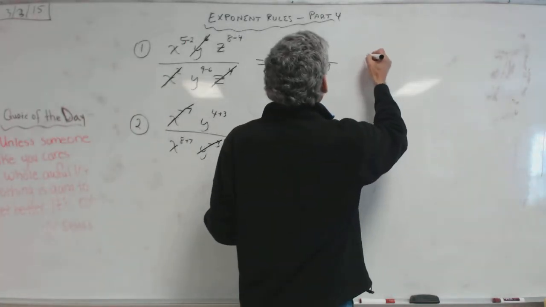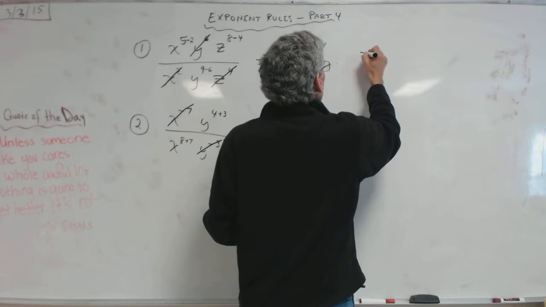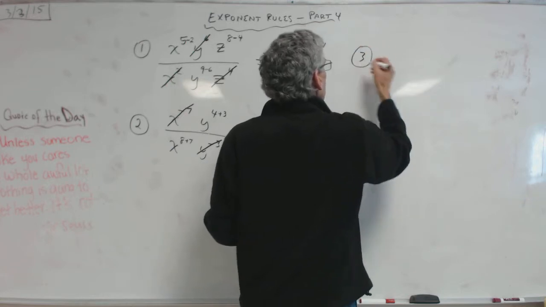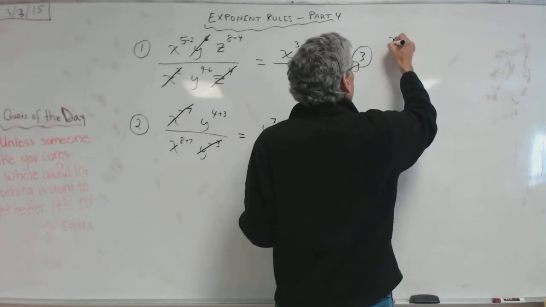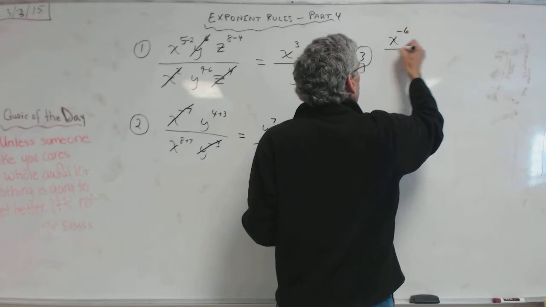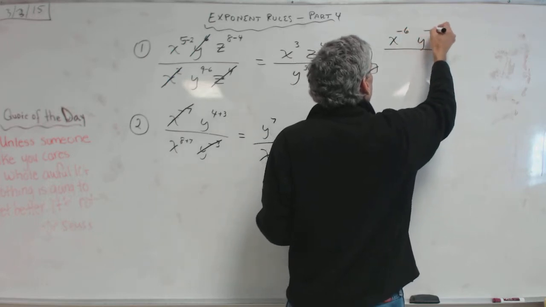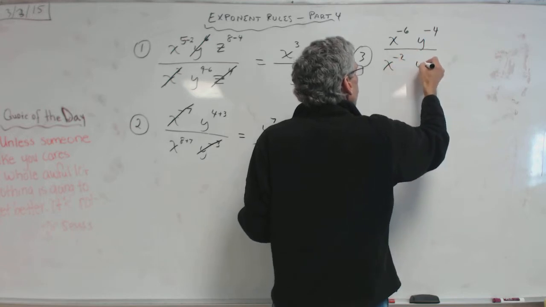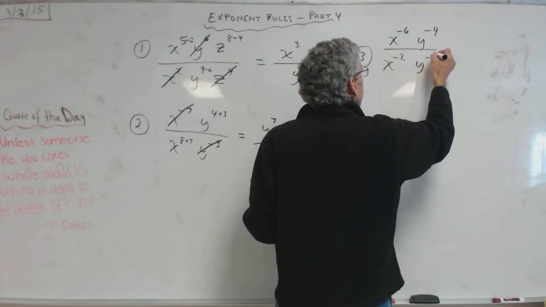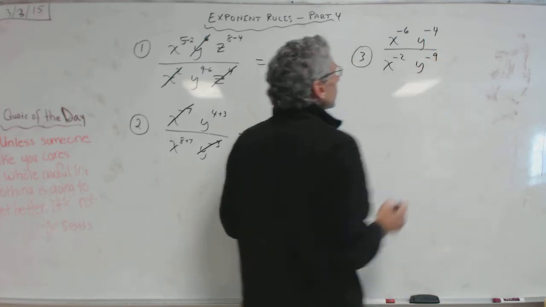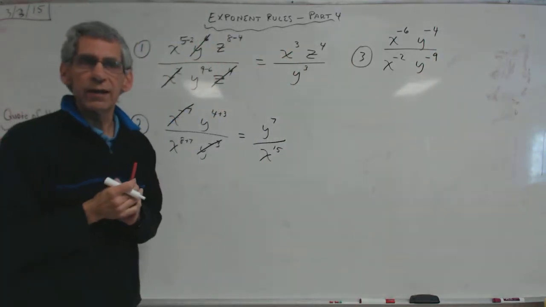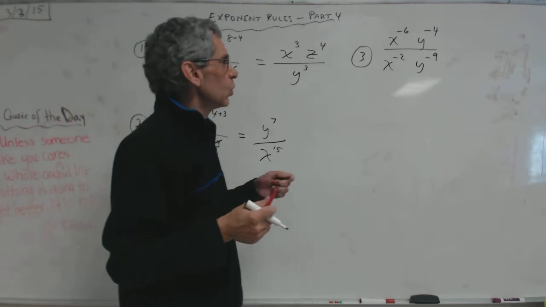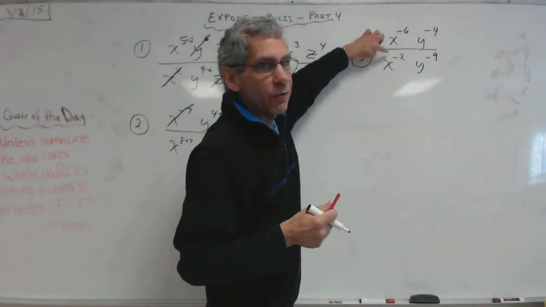All right, so what about if I gave you this one? What if I give you this? x to the -6, y to the -4th, x to the -2, y to the -9. Ooh, they're all negatives.